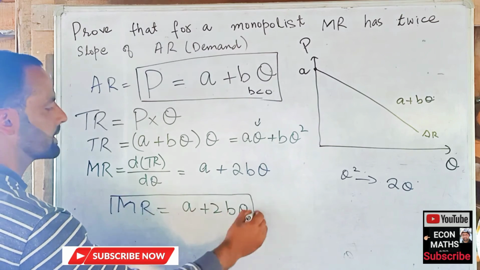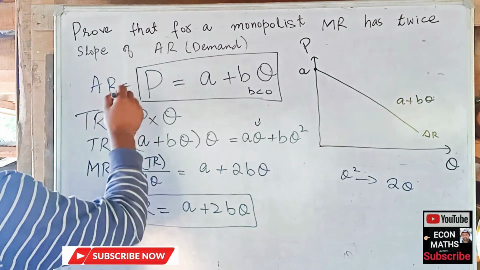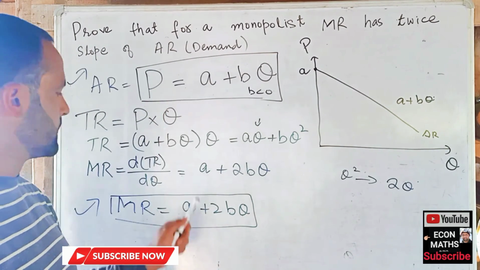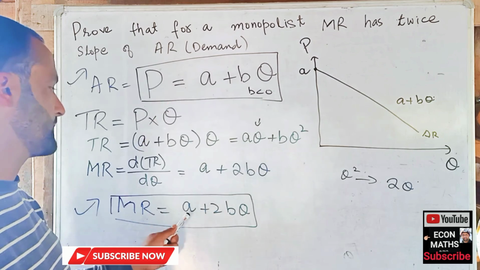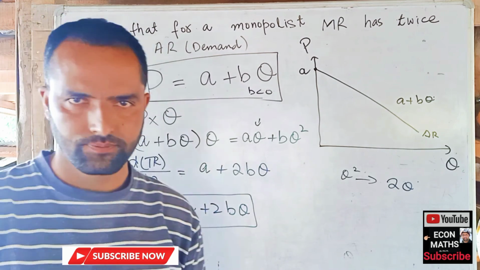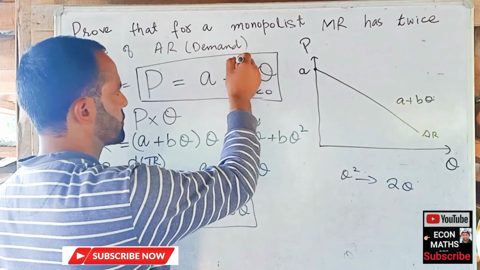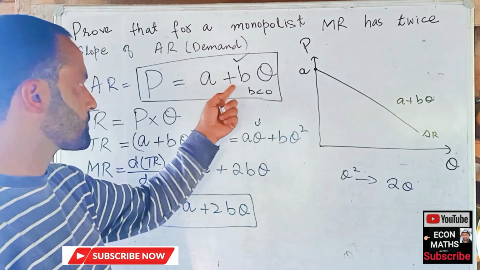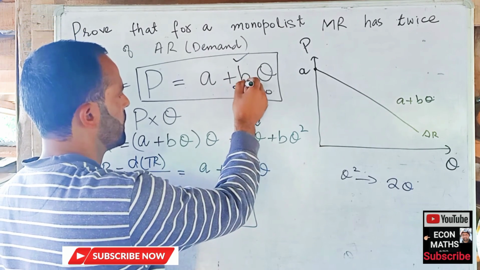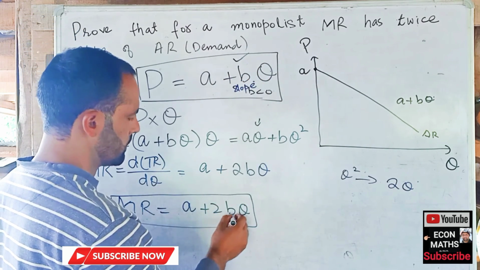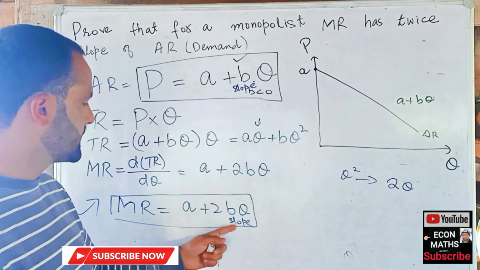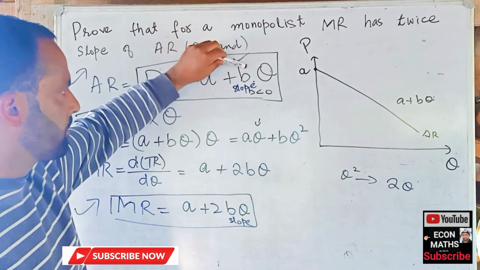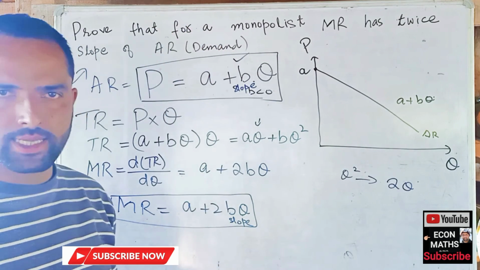Now compare this equation with the average revenue. Here we can see that both equations have the same intercept A. Coming to the slope, here the slope is only B, and here the slope is 2 times B. So the marginal revenue slope is twice that of the average revenue, because here it is only B and here it is twice B.